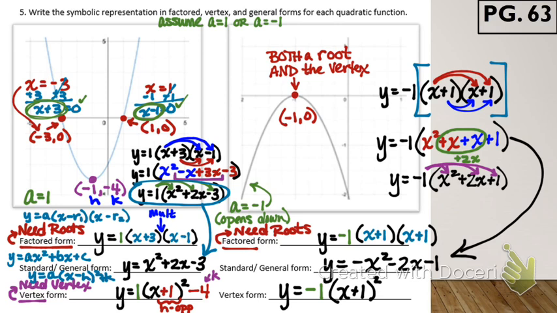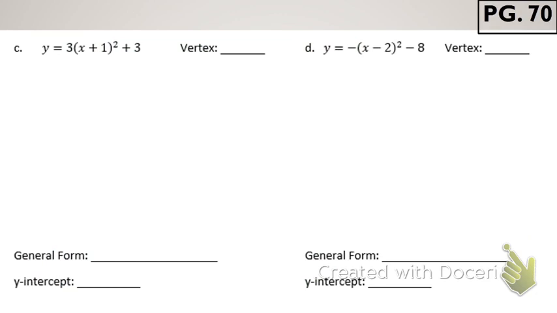Flip forward to page 70. I want to keep practicing these ideas, but let's practice a little bit going from vertex form to standard and from factored form to standard, and then we'll look at a graph and we'll bring it all together. Page 70. I am halfway down the page. I am not at the top of the page. Do you guys see where question C is? We're halfway down the page. I'm not starting at the top.